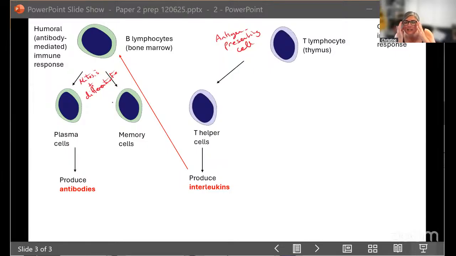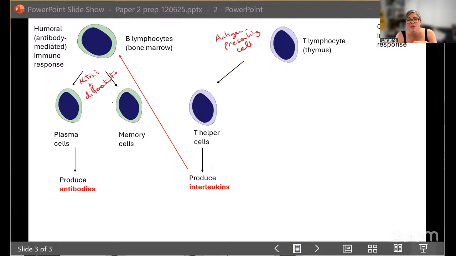How is the antigen presenting cell produced? Well, the antigen presenting cell can either be a macrophage, which has engulfed and digested, so phagocytosis has occurred, and then it's presented it on the surface, or it can actually be a B cell which has encountered the antigen. It processes that and then presents it on itself to become an antigen presenting cell.